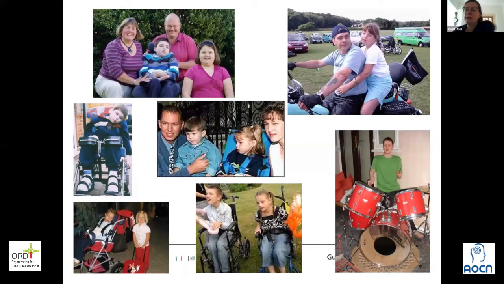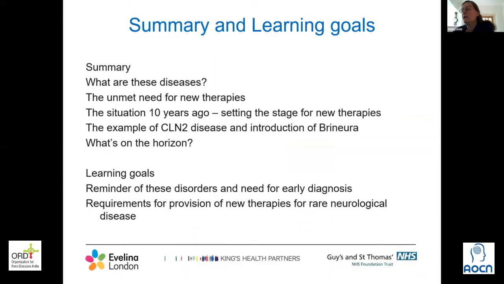We're going to think about the unmet need for new therapies. I'm going to set the scene for where we got to about 10 years ago. I'm going to use the example of CLN2 disease, and you've already heard from the previous speaker a little bit about this condition and the neuroimaging findings, which was really important, and the introduction of cerliponase alfa, which is also known as Brineura.